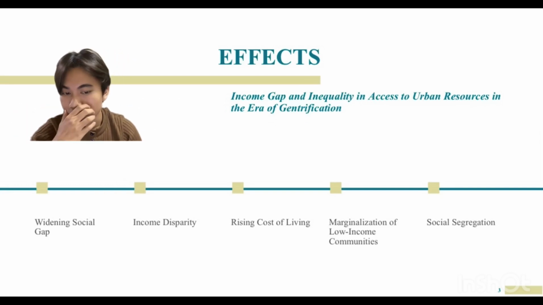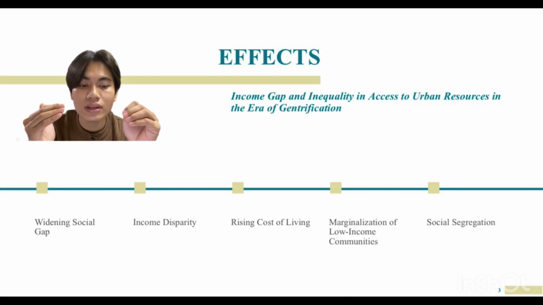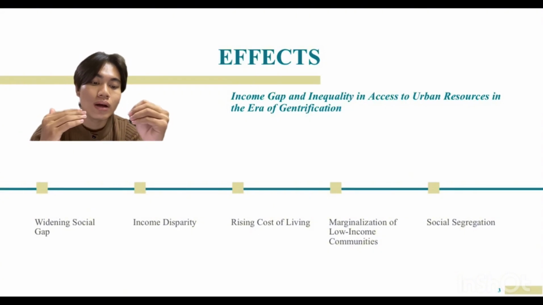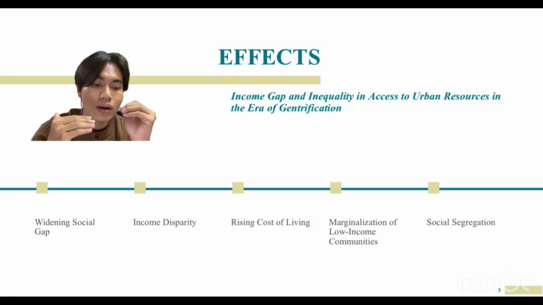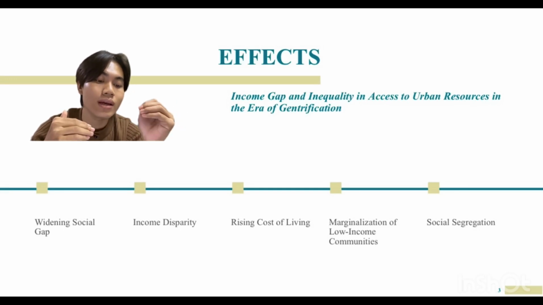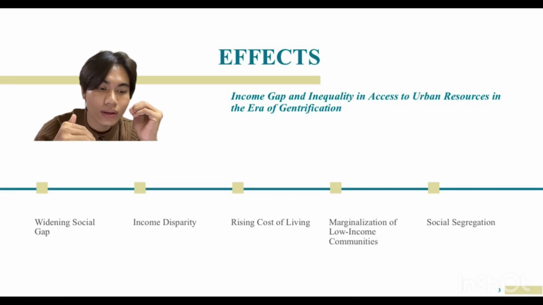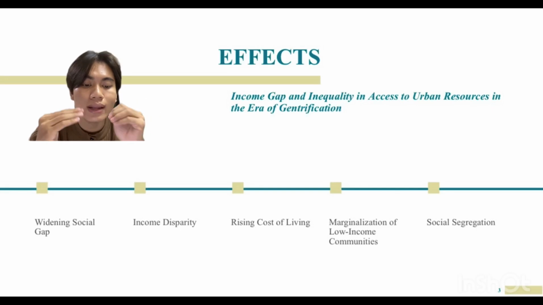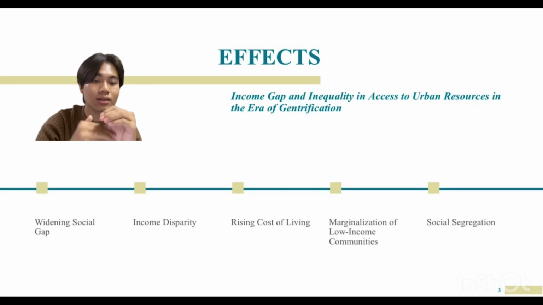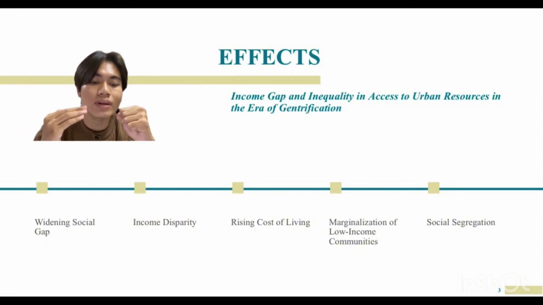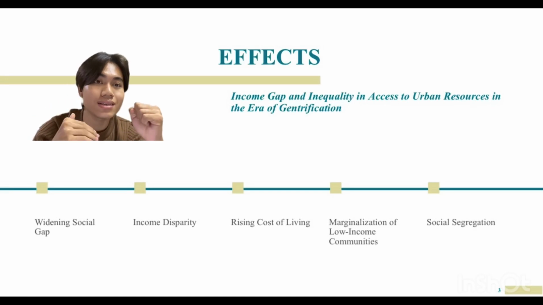For example, income disparity: B40 income is RM3,440, M40 is RM7,694, and T20 is RM15,867. This is a statistic I got from a journal, highlighting significant income inequality. This is the widening social gap. We also talk about the rising cost of living, where urban development increases property value and living costs, attracting high-income professionals.